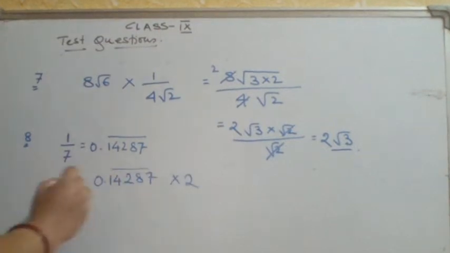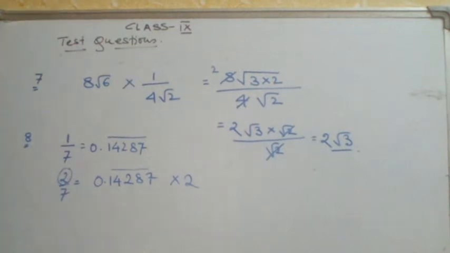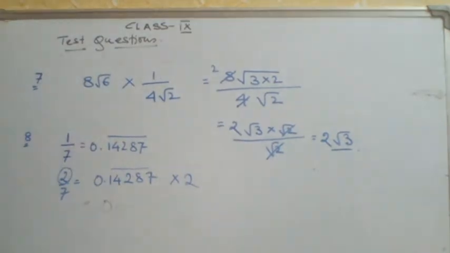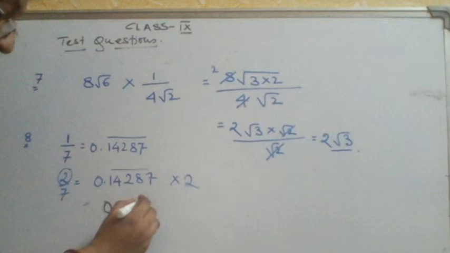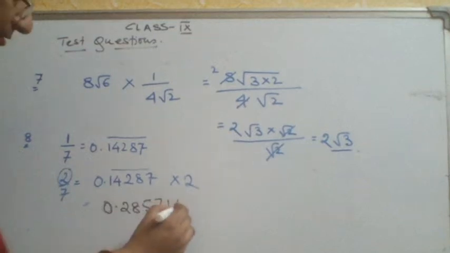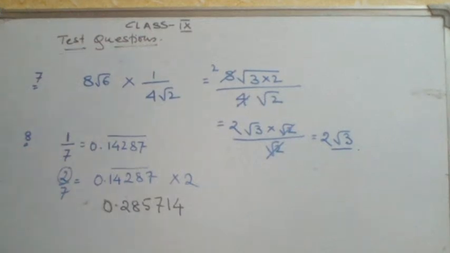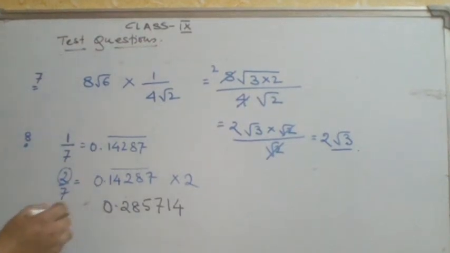Because this is 2, you multiply this by 2 and you get the product: 0.28571. The recurring decimal will be 0.285714, this part. Please, all of you, you need to multiply it by 2.